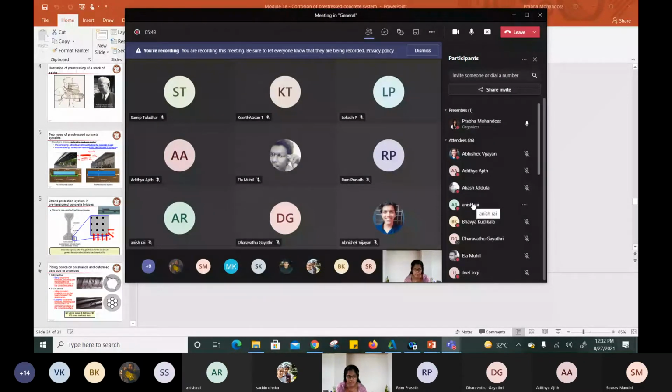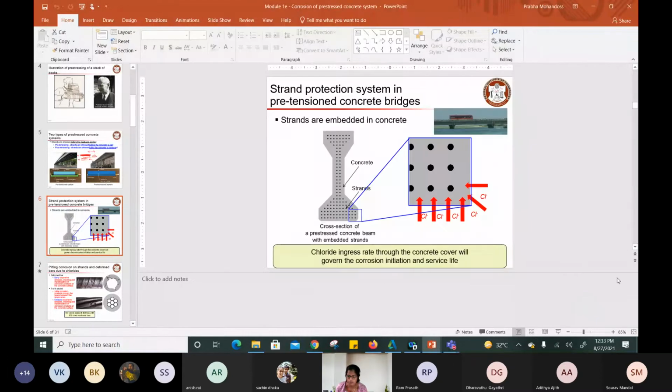In the last class, we were discussing the basic concepts behind pre-stressed concrete and the types of pre-stressed concrete that we have in general. One is the pre-tension system, and another one is the post-tension system, right? So I'll just get into the corrosion point of it.